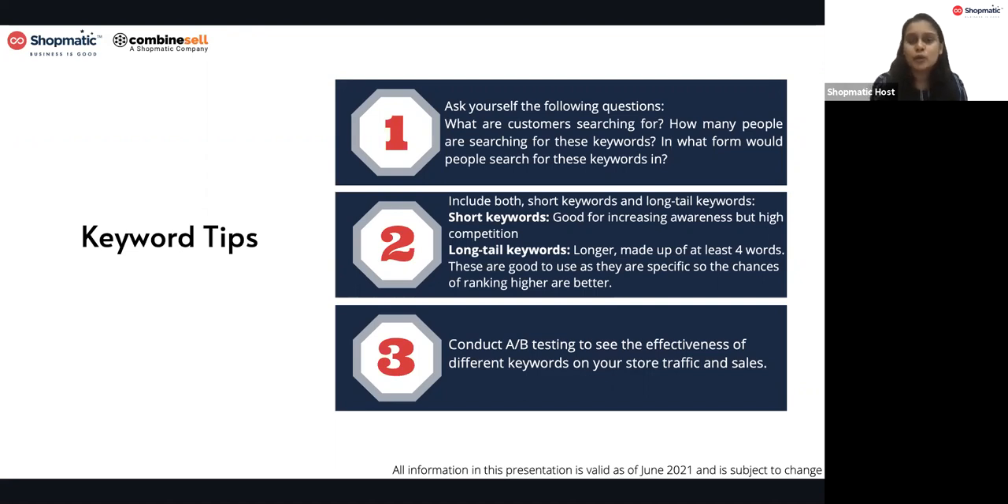So for example, a short keyword would be iPhone 12 case, but a long tail keyword may be iPhone 12 black leather case. So someone who searches iPhone 12 black leather case might be more likely to convert because they know exactly what they're looking for, rather than iPhone 12 case where they don't really know and they have a lot of options available to them in their mind. The third tip will be to conduct A/B testing to see the effectiveness of different keywords on your store traffic and sales.